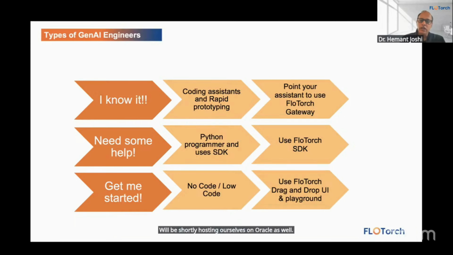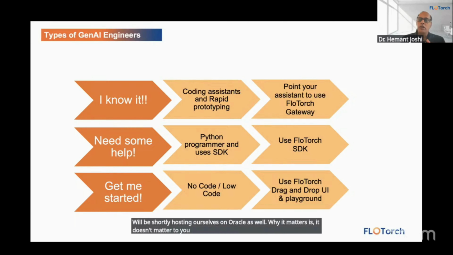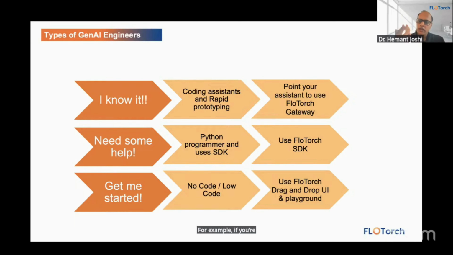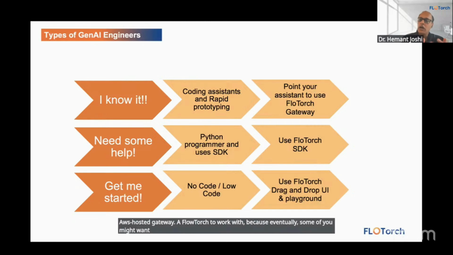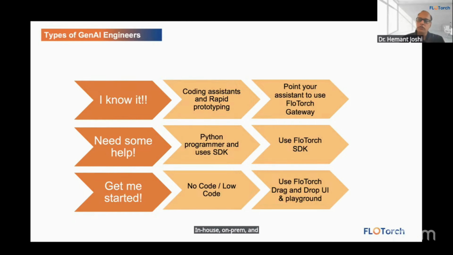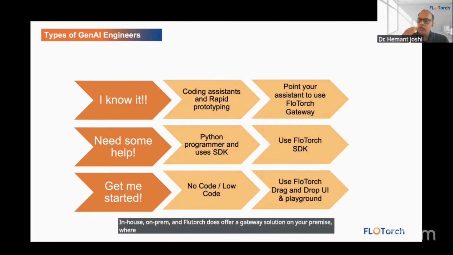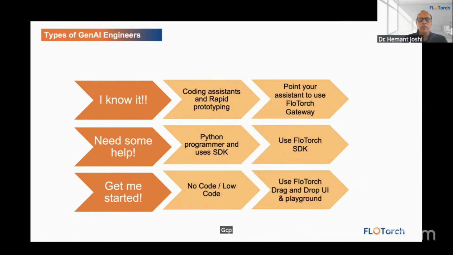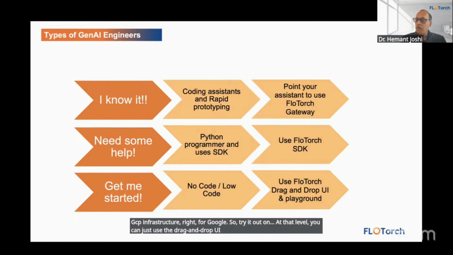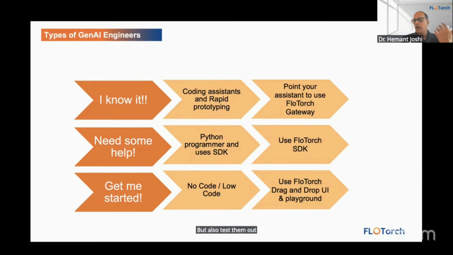Why it matters is it doesn't matter to you as a customer, but for example, if you're an AWS customer, then you would rather have the AWS hosted gateway of FloTorch to work with, because eventually some of you might want to move it in-house on-prem, and FloTorch does offer a gateway solution on your premise where it will work within your AWS infrastructure, within your Azure infrastructure, within your GCP infrastructure, right, for Google. So try it out at that level. You can just use the drag and drop UI. Playground feature is also coming where you can not only get these models set up, but also test them out, right, to see how they work before even you go to any coding platform or whatever.